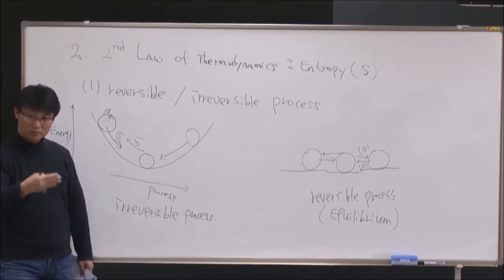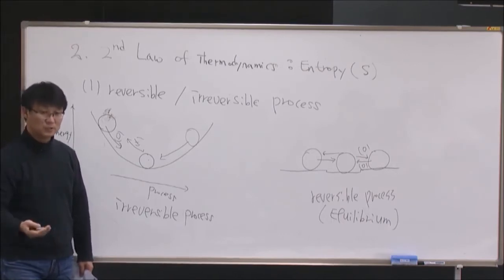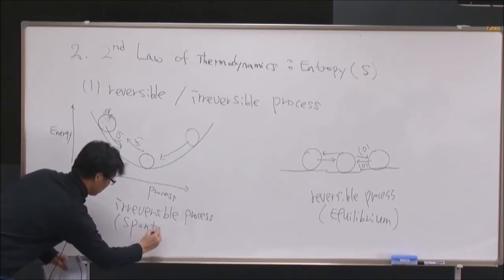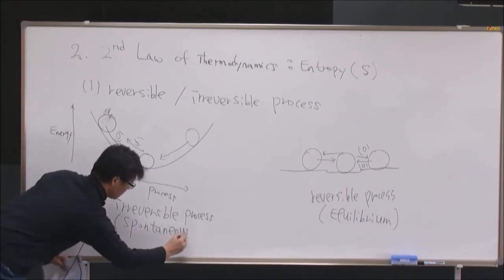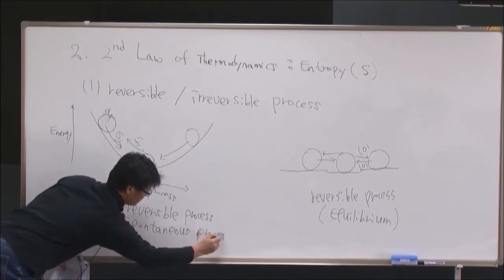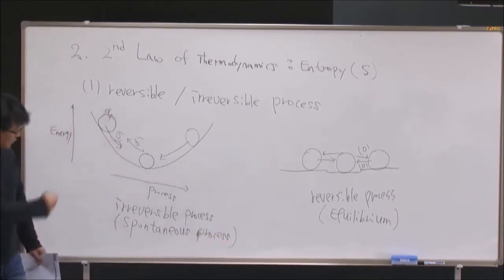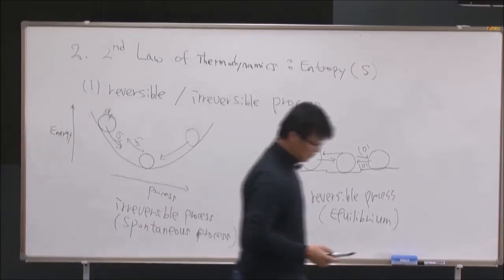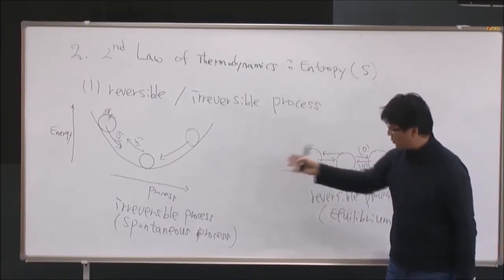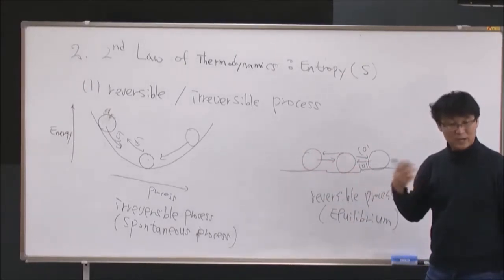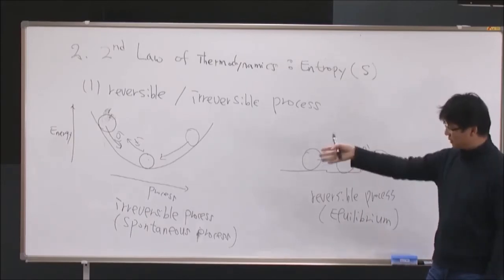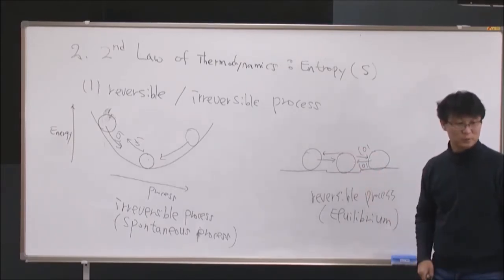So an ongoing process is typically an irreversible process, and we call this a spontaneous reaction, a spontaneous process. Okay, so this is the difference between the reversible and irreversible process. Then why are we learning the reversible and irreversible process? Because this gives the idea for entropy. Okay, so the second law of thermodynamics starts from the reversible process and irreversible process.